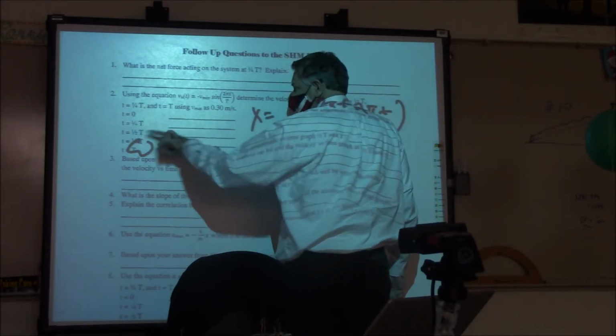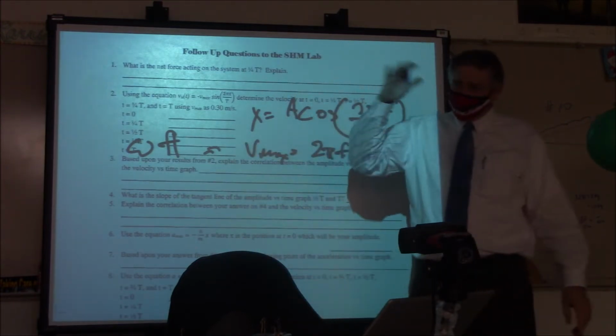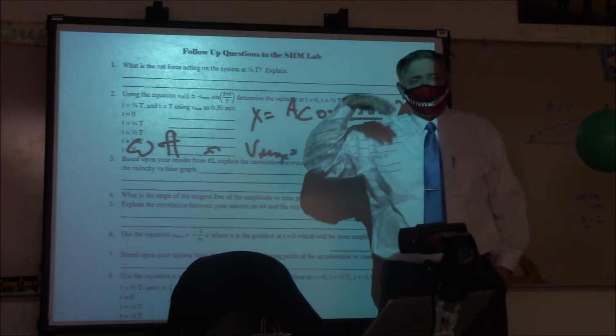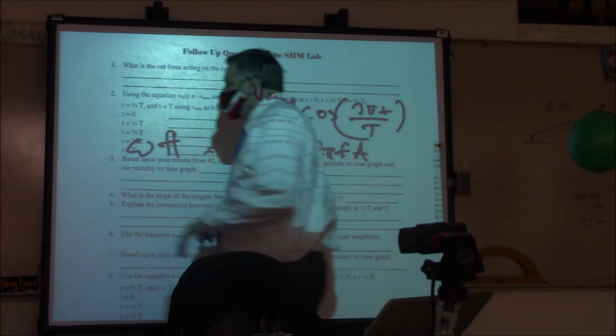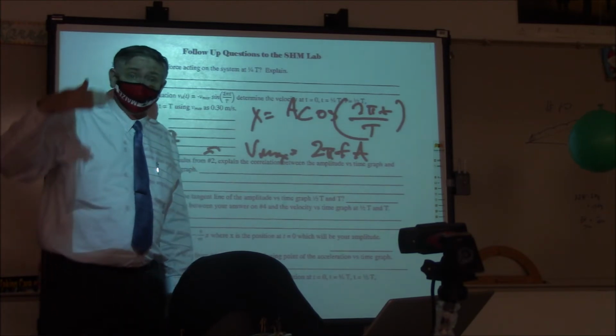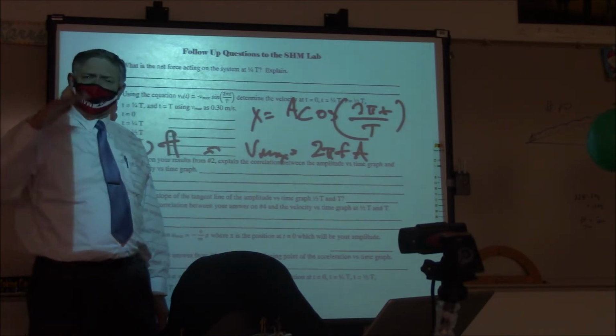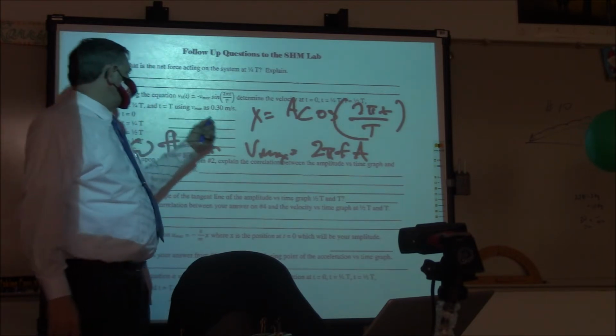So at 1/4 T, at 1/2, 3/4, 1 T. If you think about what's going to happen, you should get an idea of when it is going to have that maximum velocity. You can look at your velocity-time graph and go, oh, okay, great, when is that maximum velocity taking place? Now, you can also look at this mathematically.